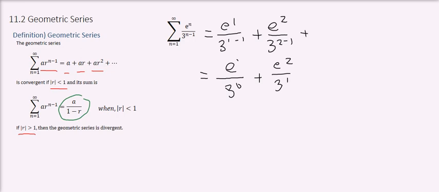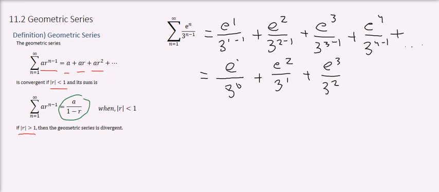Our next term, I'm just going to keep doing this for a couple of terms to see what we get. e cubed over 3 to the 3 minus 1 power, which is the same thing as e cubed all over 3 to the second power. And let's do one more. e to the fourth power, n equals 4 here, over 3 to the 4 minus 1, and then we're going to go into infinity. So we get e to the fourth all over 3 to the third.